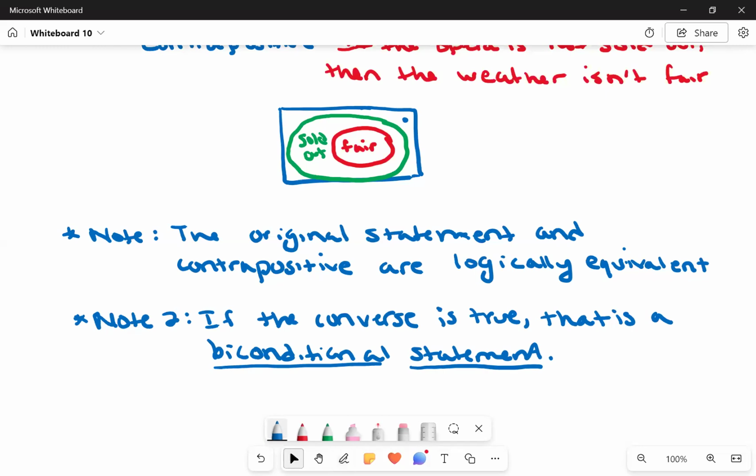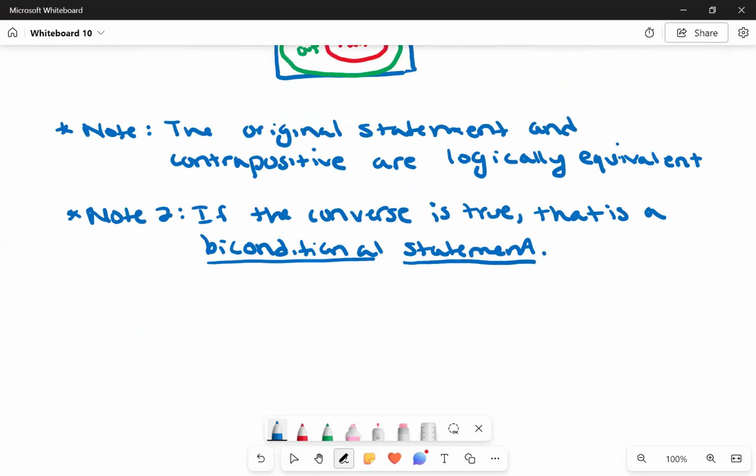Okay, so let me give an example of a biconditional statement. If one of two numbers is 0, so I have two numbers and I know one of them is 0, then the product of the numbers is 0.